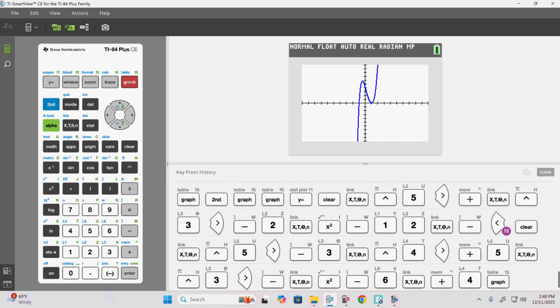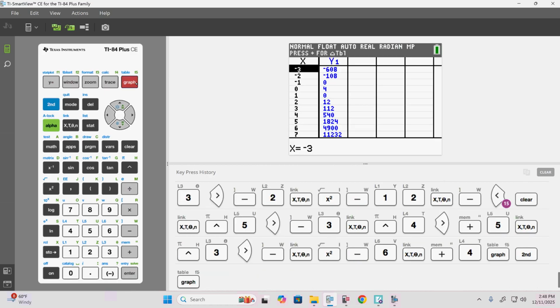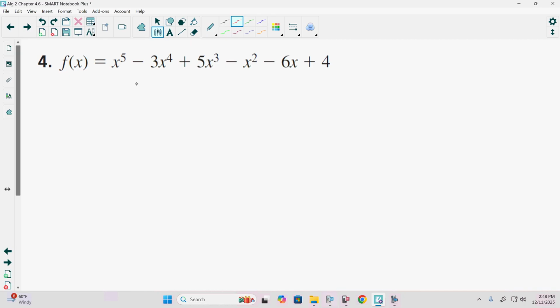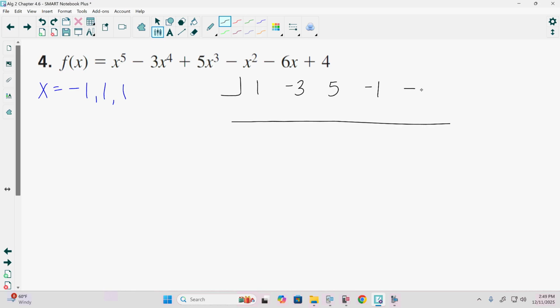We get this here. So we do see that it crosses at -1, and it looks like it touches the x-axis and goes back up at 1. So for us here, we can say x is -1, and we are hoping that 1 shows up twice, because it touches that x-axis and goes back up. 1 for x to the 5th, -3 for x to the 4th, 5 for x cubed, -1 for x squared, -6, and 4.